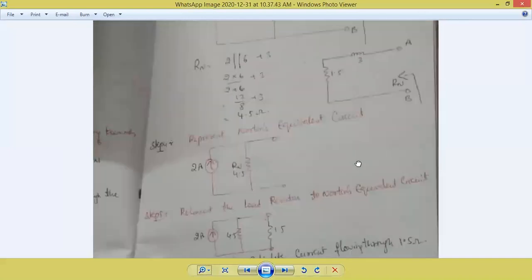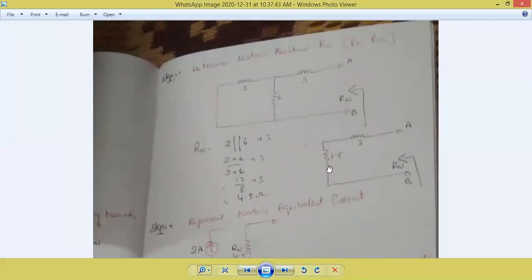All of you know by seeing this circuit: mesh analysis. We get I1 and I2, but short circuit current is flowing in the second mesh. Therefore, Norton's current is equal to 2 amperes. So what is the next step? Step 3 is all about calculating the Norton's resistance. This is very important.